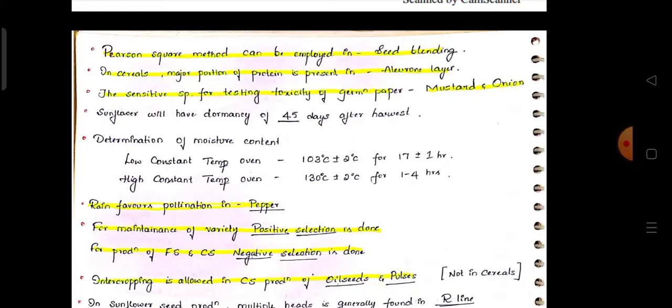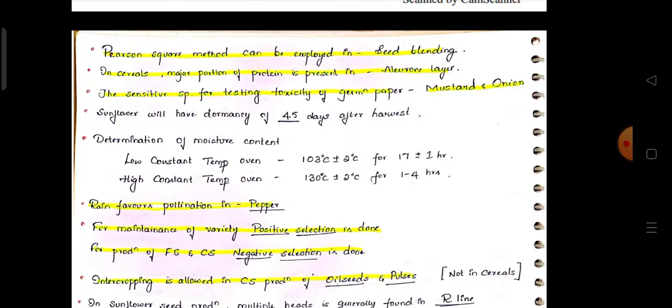Sunflower will have dormancy of 45 days after harvest. That means we cannot sow it immediately. We can sow it after 45 days of harvest. Coming to the determination of moisture content, low constant temperature oven is 103 degrees Celsius plus or minus 2 degrees Celsius for 17 plus or minus 1 hour, whereas high constant temperature oven is 130 degrees plus or minus 2 degrees Celsius for 1 to 4 hours.